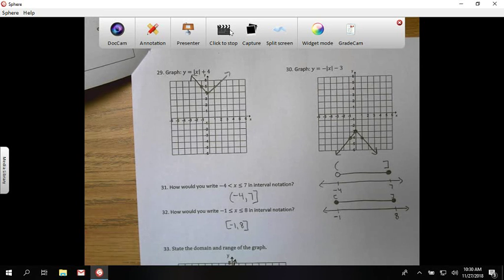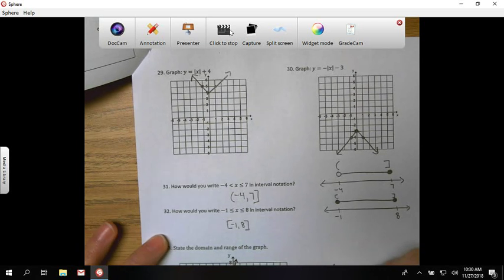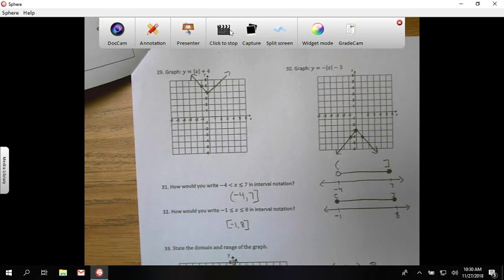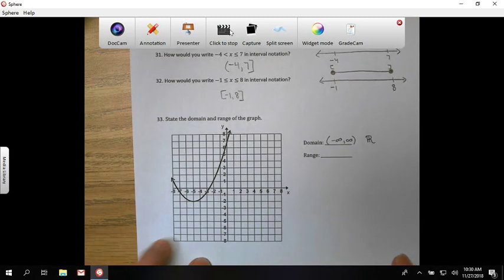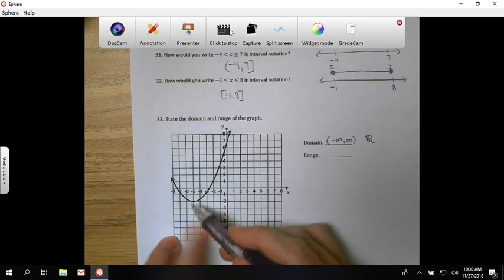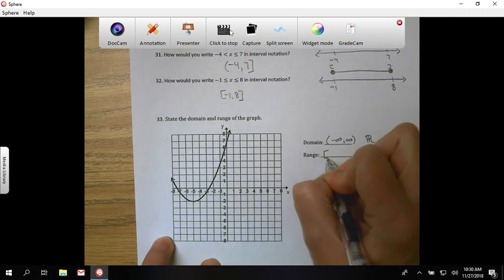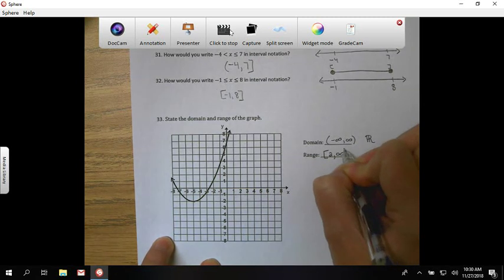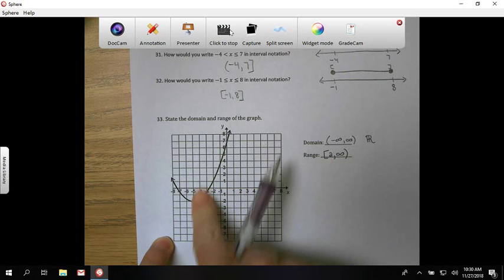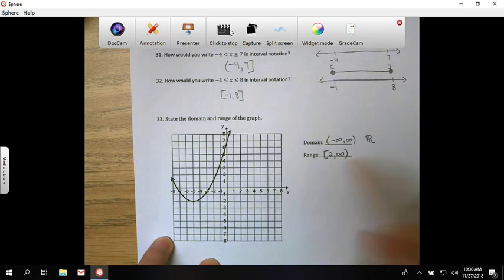This is a review. So domain, remember, deals with my x's. So this is essentially a quadratic graph. We know that when we are looking at a standard quadratic graph, our domain is negative infinity to infinity. It's all real numbers. Now our range, you can't even see that, sorry. Our range is based on our y, so bottom to top. So it doesn't go all the way down in the bottom, it actually starts at 2. It's touching 2, which means it's inclusive, so bracket, and then it just keeps going up and up and up, so all the way to infinity.